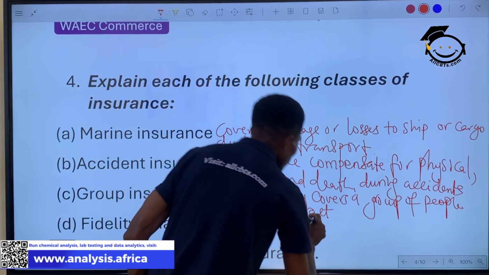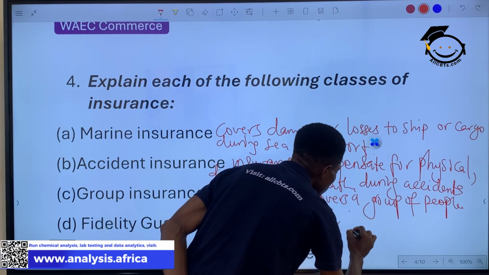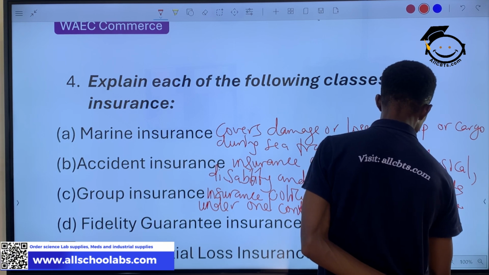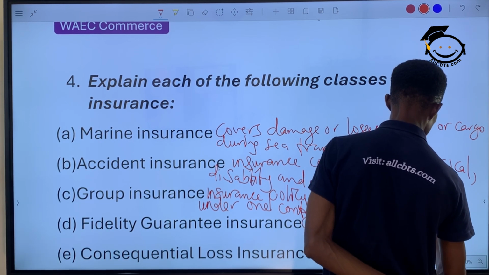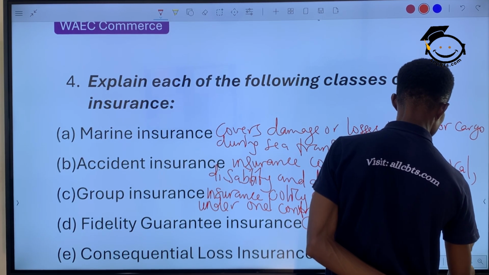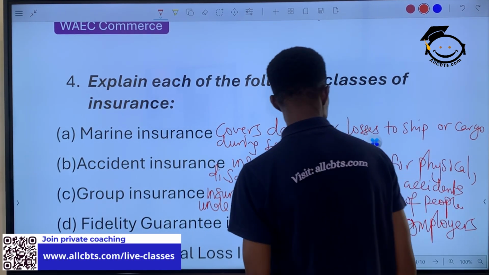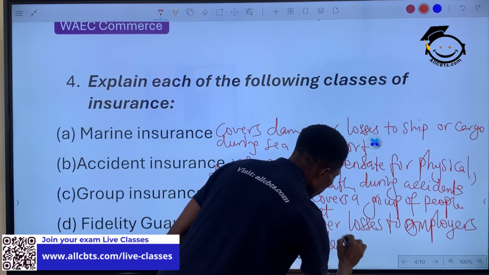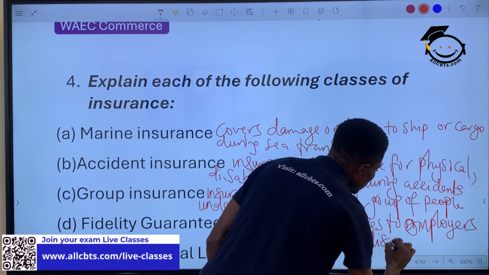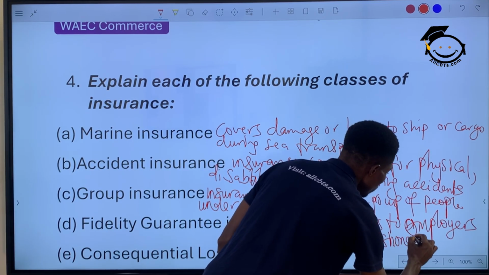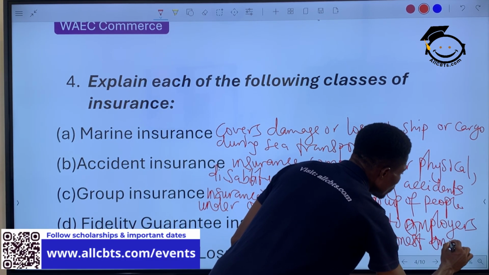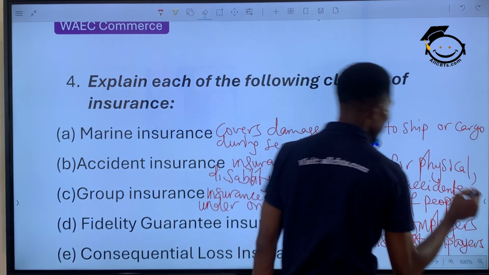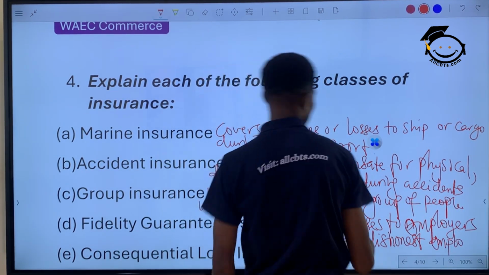This one covers losses to employers made by dishonest employees. So employers are insured when employees are dishonest.